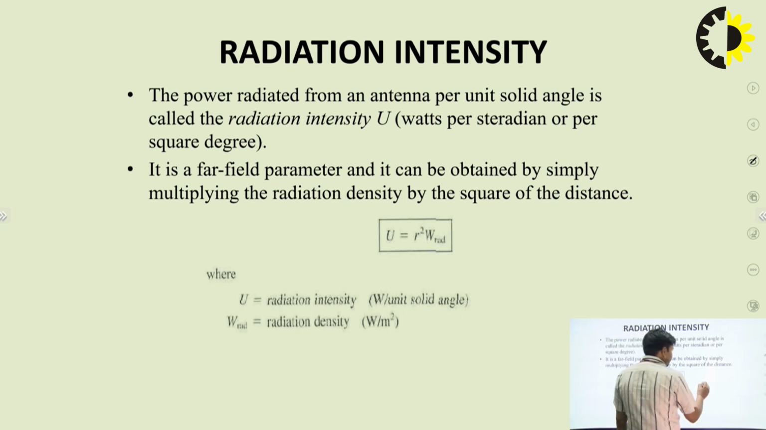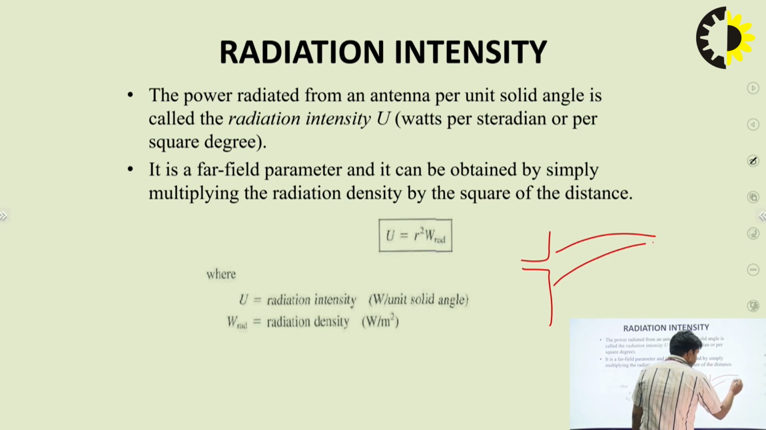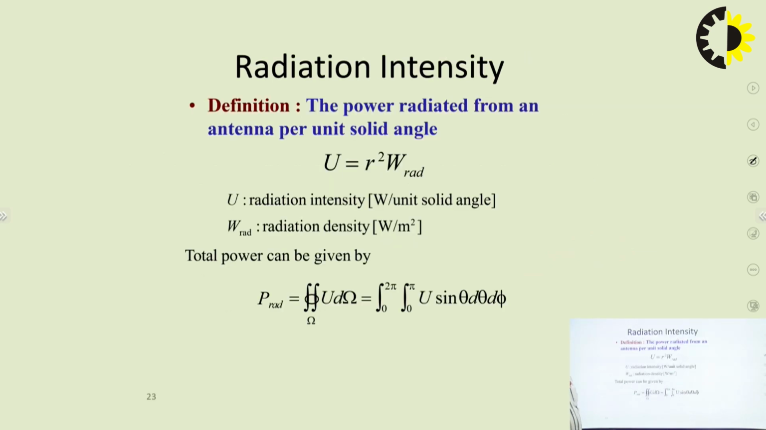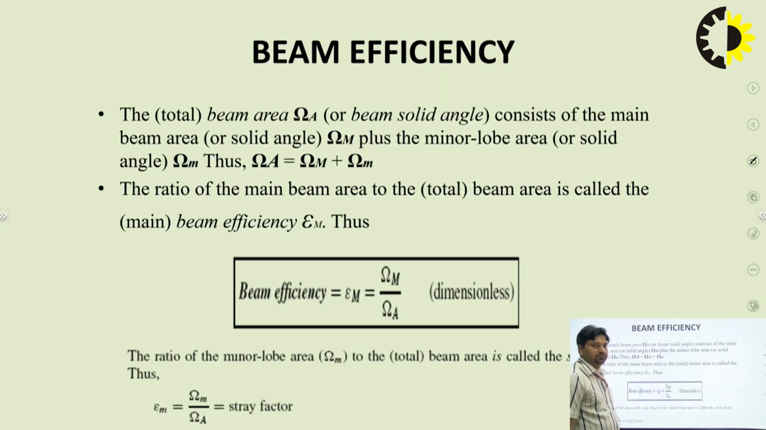So if any antenna radiates some power, then per unit solid angle, how much power is radiated, that is called the radiation intensity. And radiation intensity is calculated by R squared into W radiation, the power density. So we can calculate the power density and the radiation intensity by using this formula. And what is the beam efficiency?